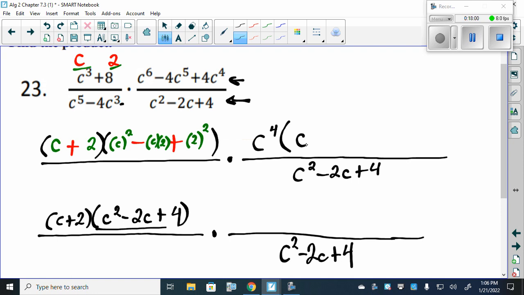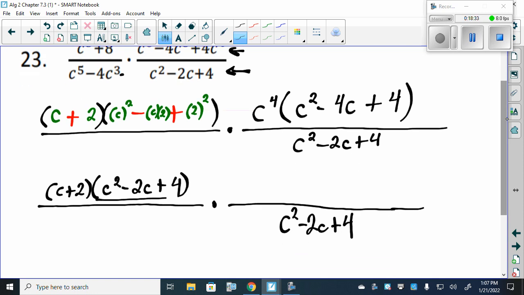And if we remove 4 c's from c to the 6th, we're left with c to the 2nd minus 4c, because if we had 5 and we remove 4, we're left with 1, plus 4, because it had 4 c's and we removed them all, so we're just left with 4. And well, after removing that greatest common factor, we're left with c squared minus 4c plus 4. Well, that's something we can actually factor.